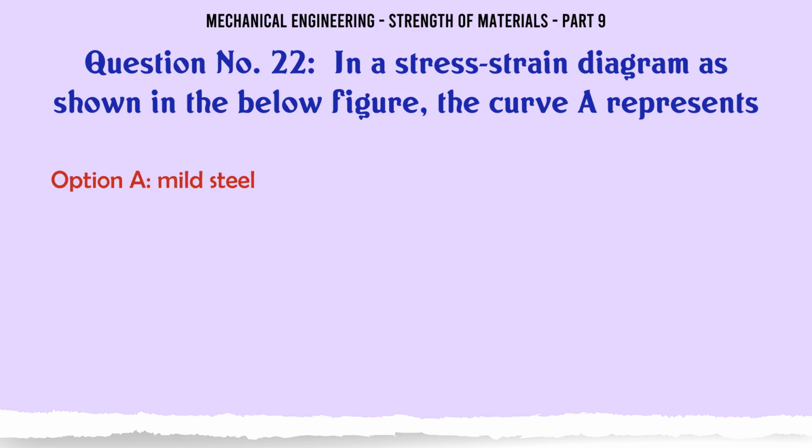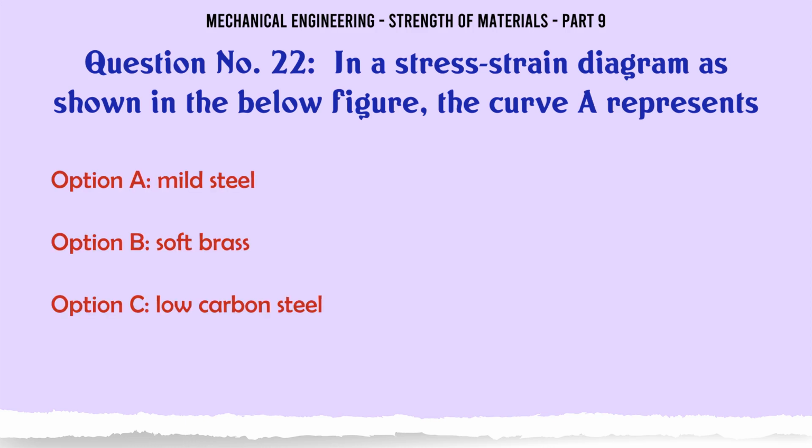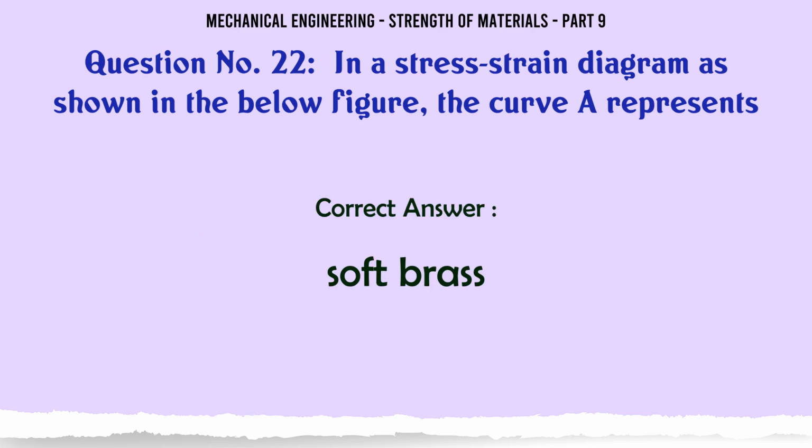In a stress-strain diagram as shown in the below figure, the curve represents: A. mild steel, B. soft brass, C. low carbon steel, D. cold rolled steel. The correct answer is soft brass.